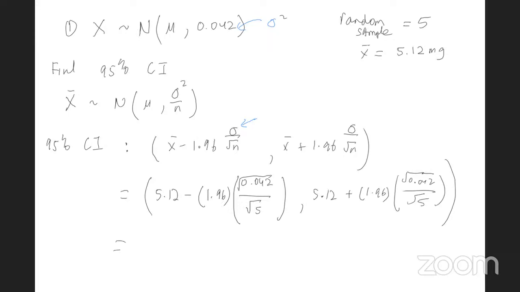How much is that? Check it from now. What's the upper and the lower boundary? Tell me what you get.